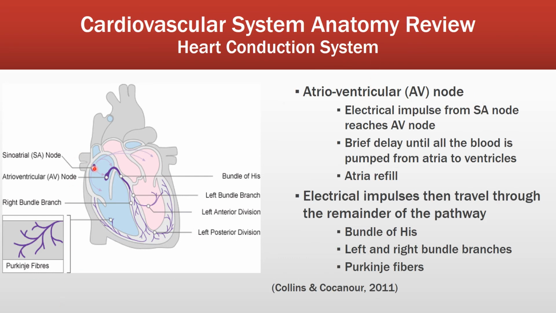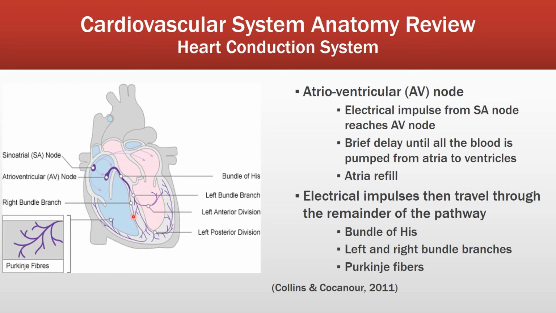The electrical impulse will travel to the AV node, or atrioventricular node. There's a brief delay, so all the blood has to be pumped. So the SA node causes the atria to contract and pump the blood into the ventricles. Remember, I said that both atria will contract at the same time. And after the blood has all been pumped from the atria into the ventricles, and the atria have started to refill, the AV node will be stimulated. And then the electrical impulses travel through the remainder of the pathway.